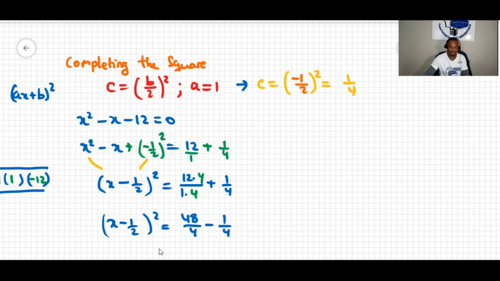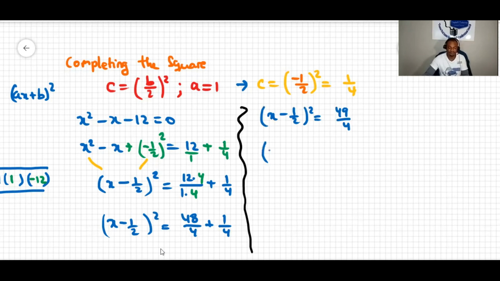Now this will make x minus a half to the power of 2 equal to, excuse me, that's a plus. That makes 49 over 4. Now, if I need to find x, I can simplify this further. I can just introduce the root. I can square root this part and square root that part also. Why square root? Because the square root will cancel the power of 2.